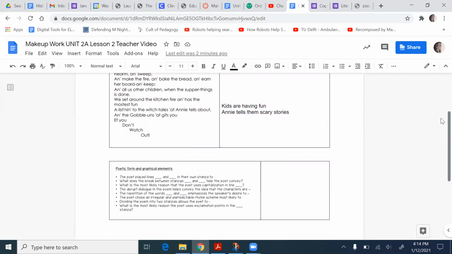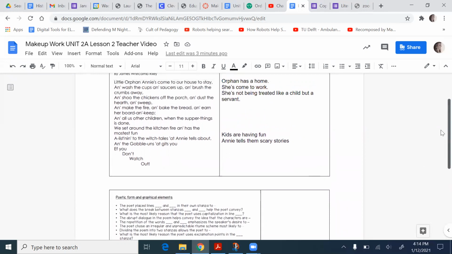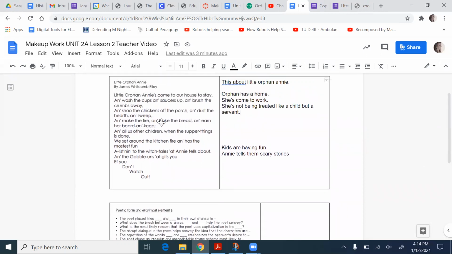Okay. So why does this poem have two stanzas? This one doesn't, but that question, dividing the poem into two stanzas, we could say, why does this poem have just one semicolon? Well, here's telling us about Annie, and here's telling us about the kids that Annie entertains. So we've got two perspectives, what Annie does and then the kids that she entertains. So that semicolon's there. So a question you could ask about this poem is, why does the poet use a semicolon instead of two stanzas?